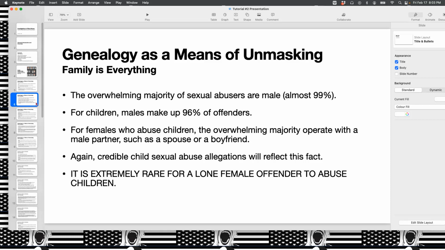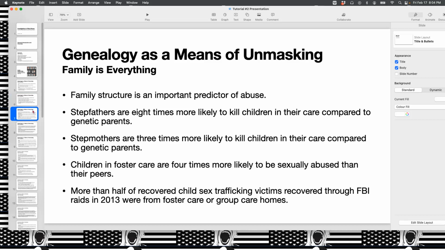For females who abuse children, the overwhelming majority of those female offenders are going to operate with a male partner, such as a spouse or a boyfriend. And that's incredibly true in the LDS Church of Satan case. Every single one of these female abusers is paired with a male abuser, like a spouse or a boyfriend, or it's somebody like David Lee Hamlin who's pimping his children out to somebody like Ann Meacham Gregerson or Richard Lloyd Anderson, who was pimping out his grandchildren to people like Ann Meacham Gregerson. So again, credible sexual abuse allegations for children will reflect this fact. It's extremely rare for a lone female offender to abuse children. It rarely happens. I'm not saying it doesn't happen at all, but it's incredibly rare. Usually there will be a male involved, and the male will be dominant in that abusive relationship.